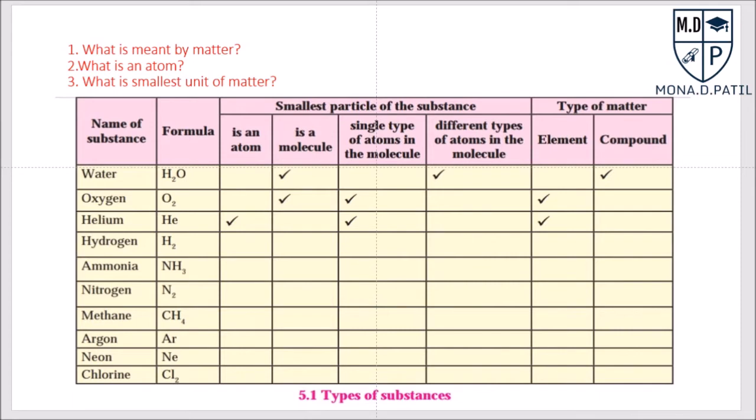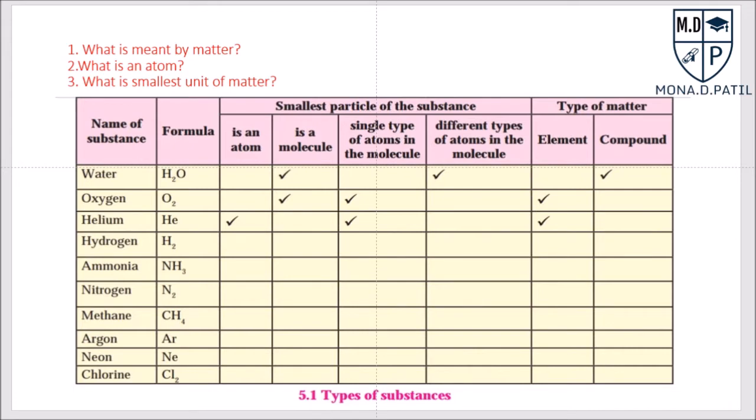Like in living organisms, the smallest unit is the cell. In non-living things, the smallest unit is the atom. So matter has a smallest unit, we call it atom. Now, classification of matter into elements and compounds.